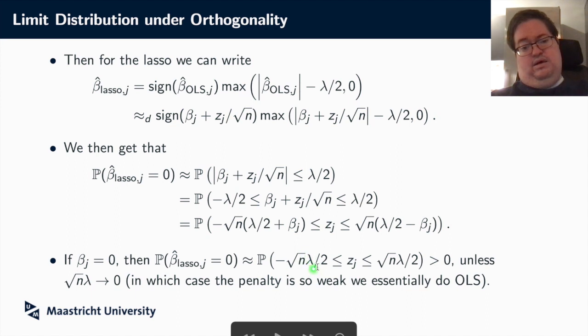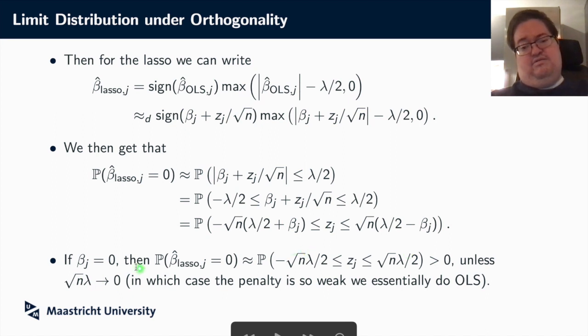Well, if this bound, if square root n times lambda is not going to 0, then you will have something negative and something positive, and that being in between. Well, then we know, of course, that for the normal distribution, the probability of that is going to be larger than 0. The only way we can get this 0 would be if square root n times lambda is actually converging towards 0. Because then you get zj in between 0 and 0.